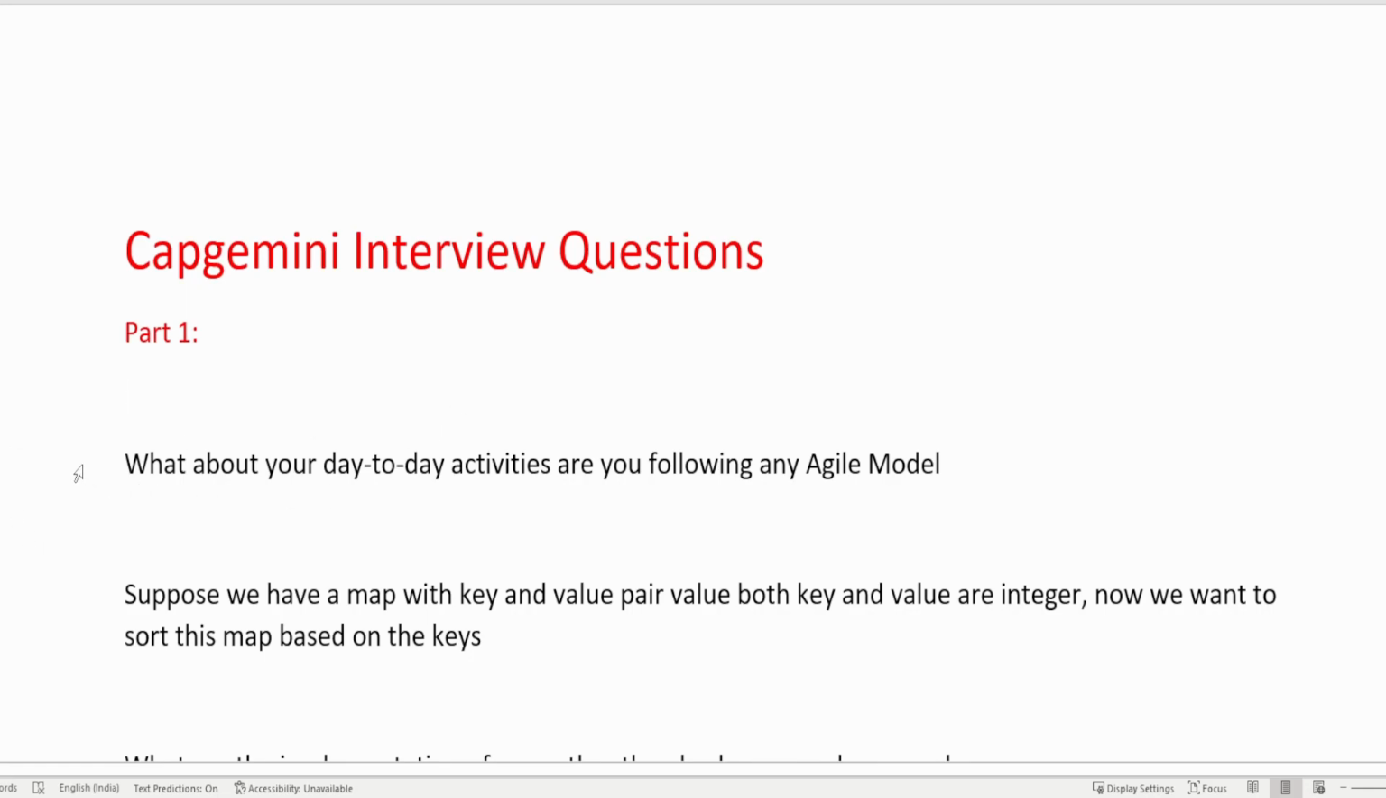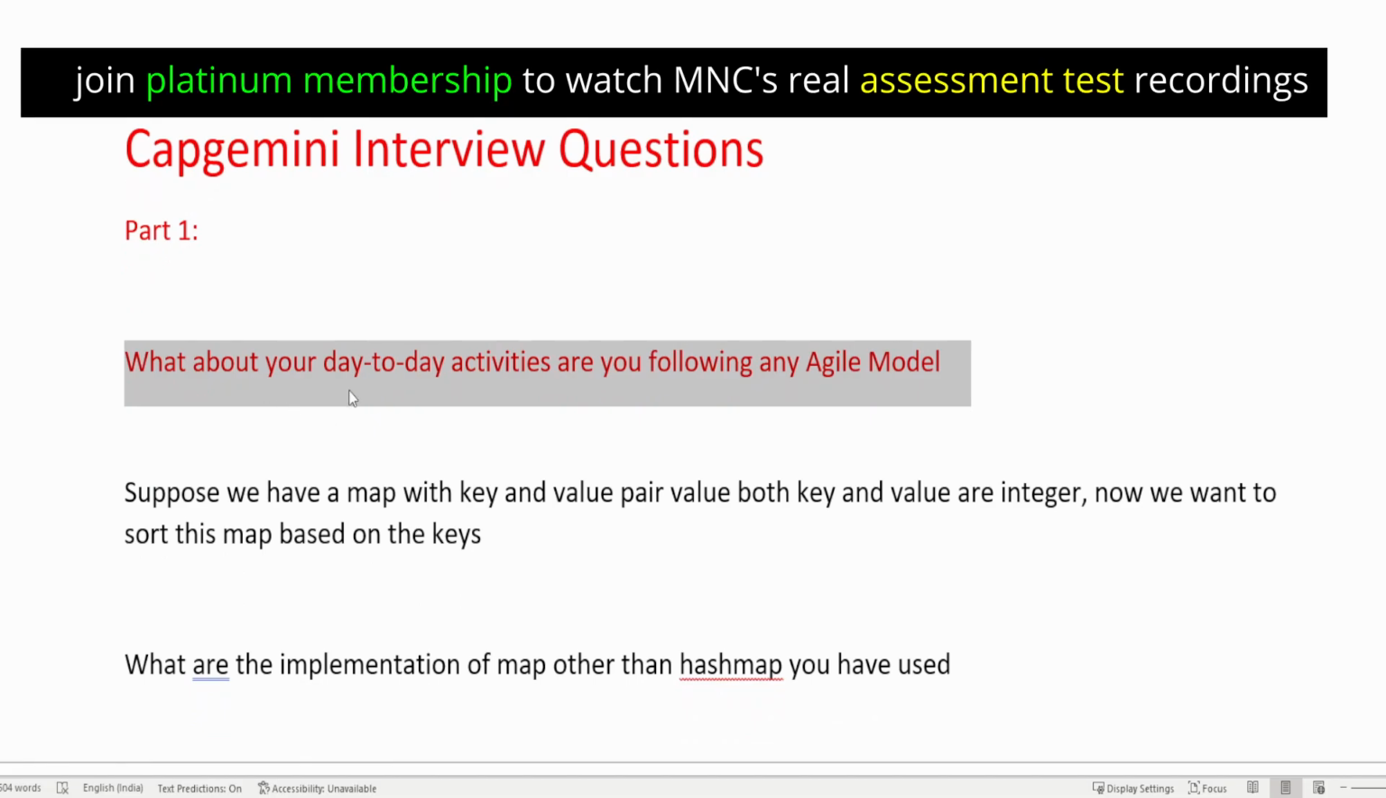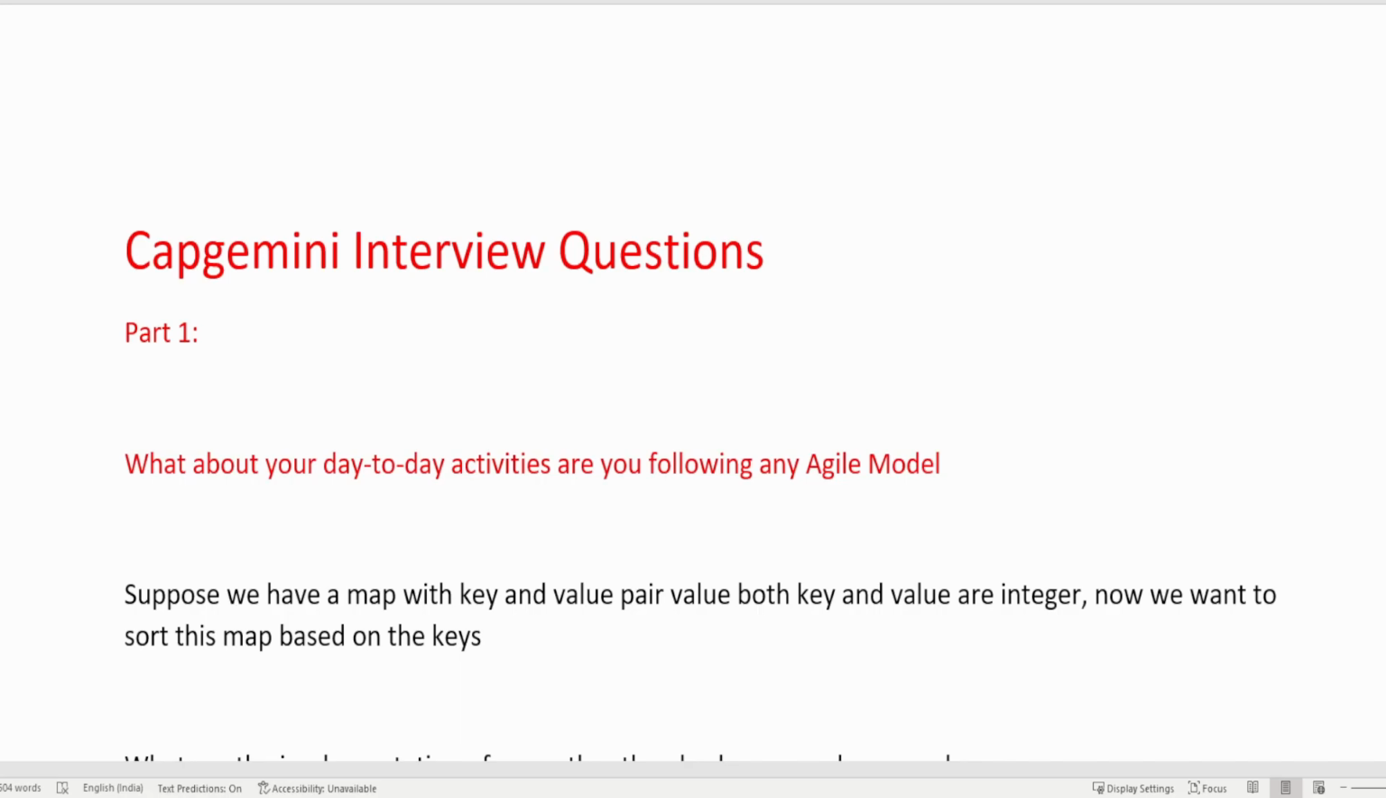So I will go through the questions one by one. The very first question is, what are your day-to-day activities? Are you following any agile model? By this question, the interviewer wants to know if you are following any type of agile model and what type of software development model you are following.